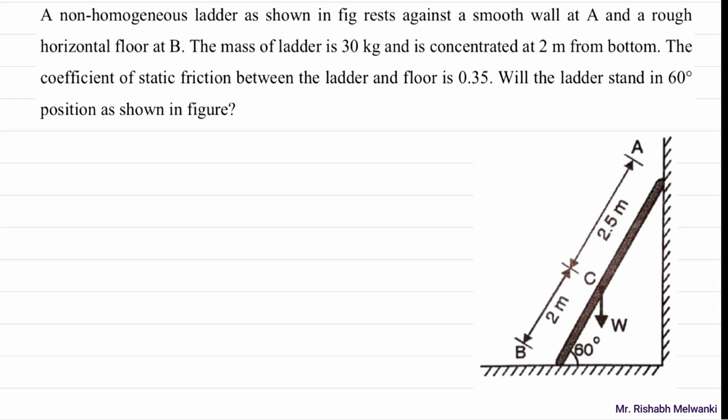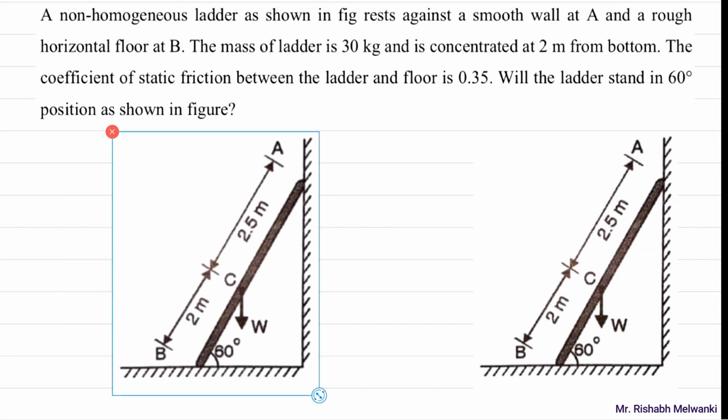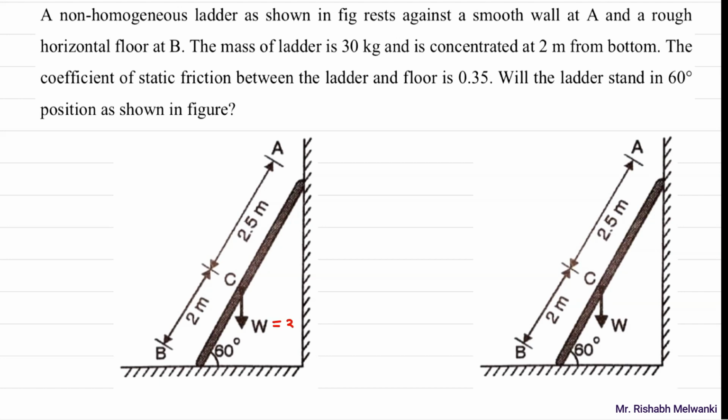The mass of the ladder is 30 kg. So this W value will be 30 into 9.81. Okay, so I'll keep the diagram here again. So this W value is 30 into 9.81 Newton. Then next, it is concentrated at 2 meter from the bottom. Why is this? Because this ladder is non-homogeneous, otherwise it would have been 2.25 meter. The coefficient of static friction between the ladder and the floor has been given as 0.35.